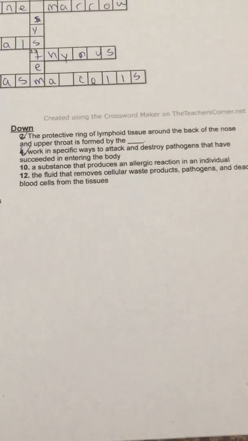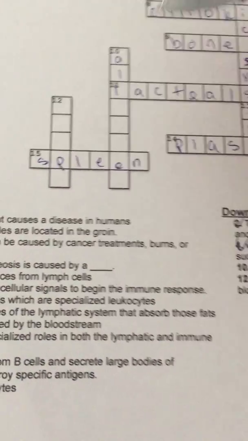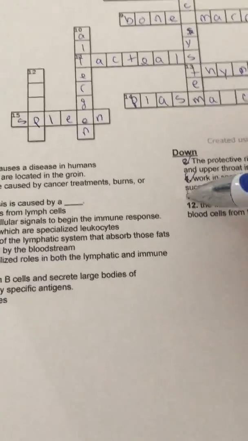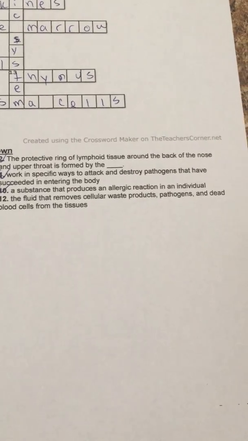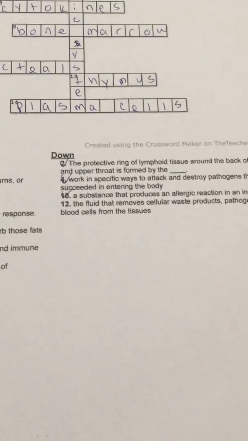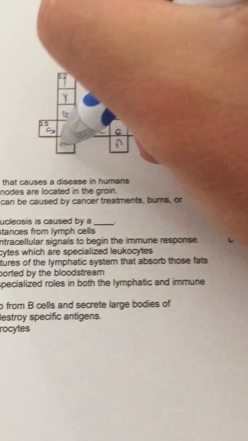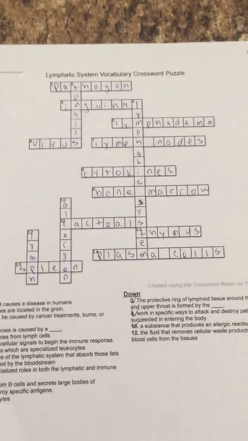Number 10, a substance that produces an allergic reaction in an individual. So we're going to move over to 10 down, and that answer is going to be allergen. Okay, and now the last one. The fluid that removes cellular waste products, pathogens, and dead blood cells from the tissues. And then you go right here, and number 12 down is going to be lymph. Okay, so now the crossword puzzle is completed.